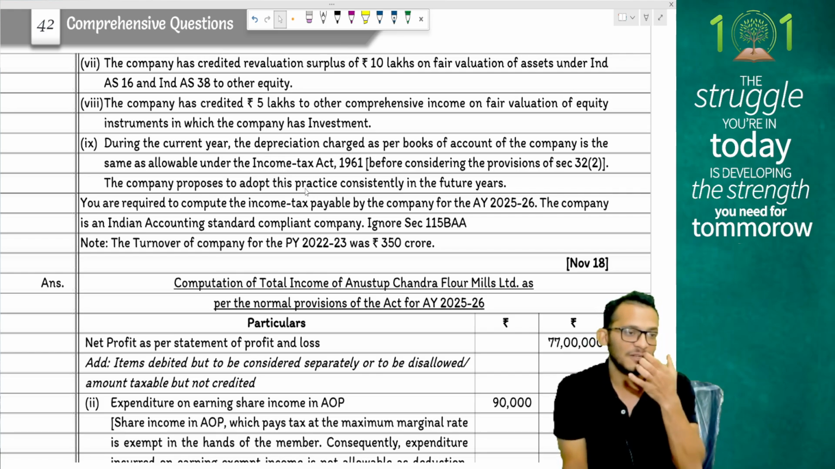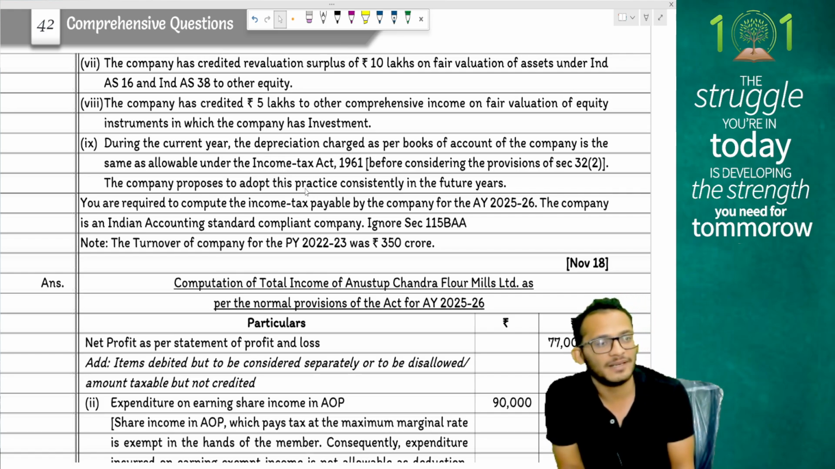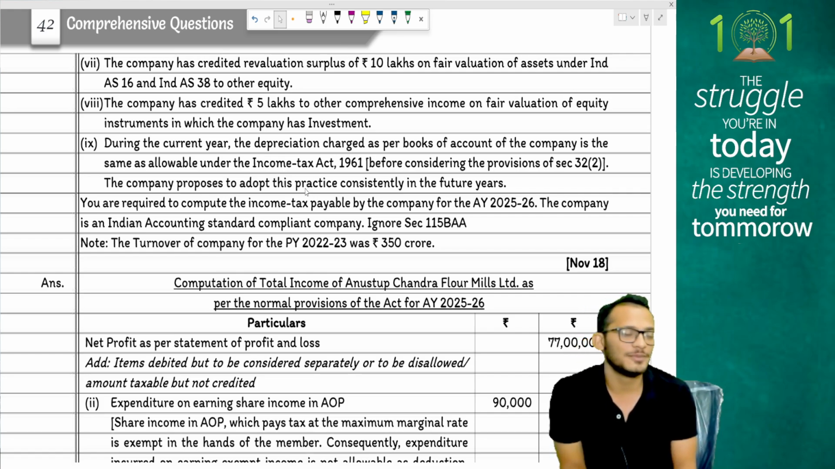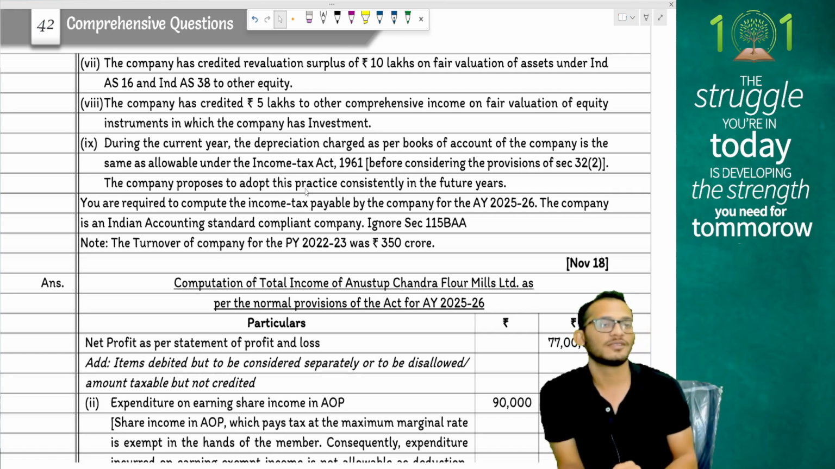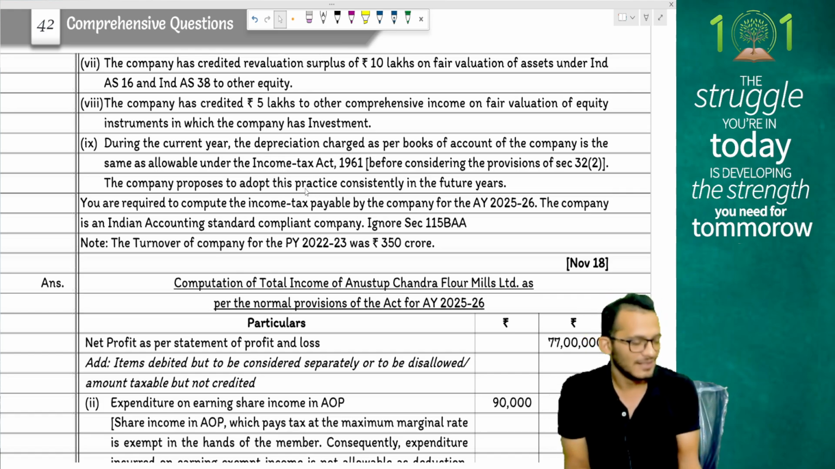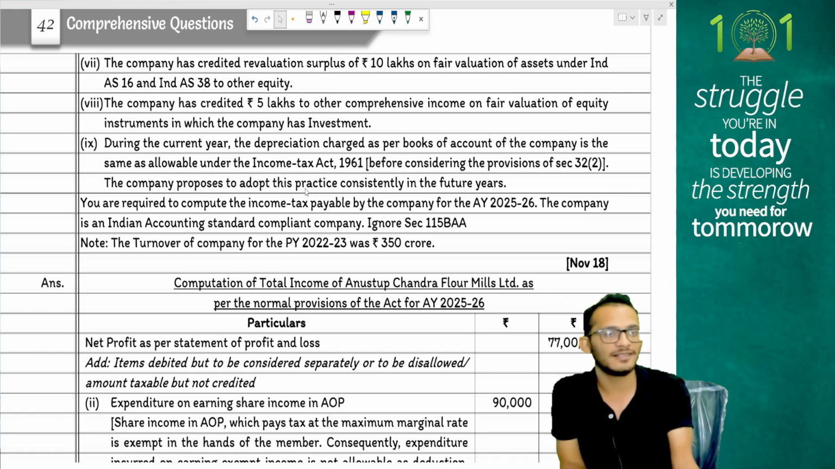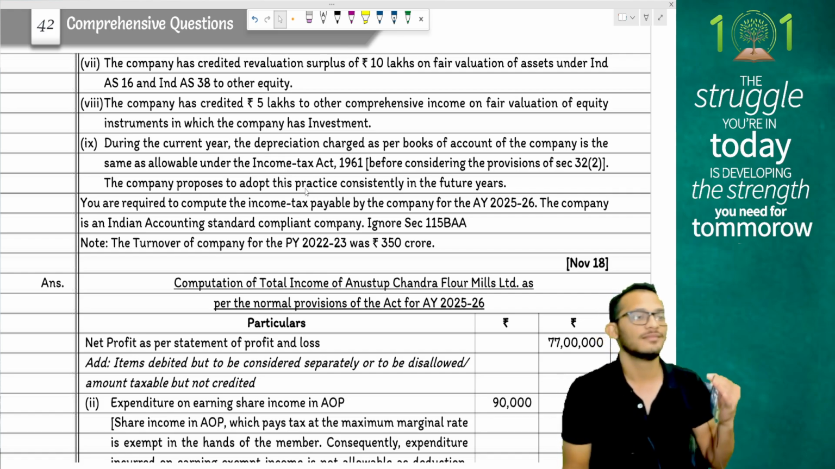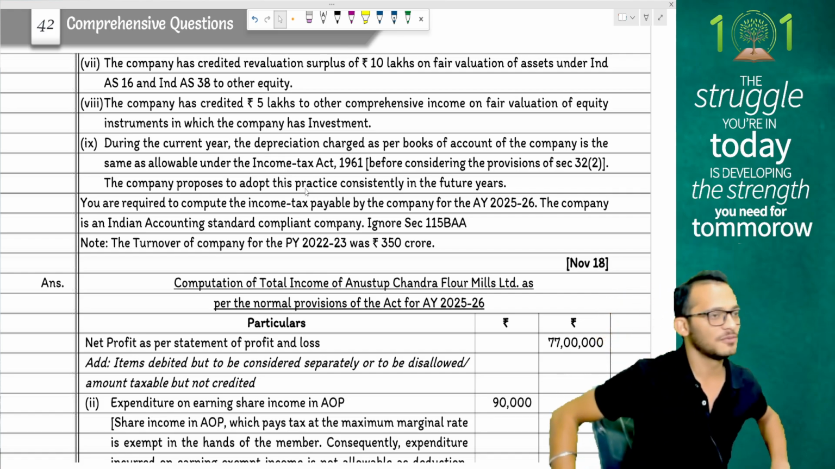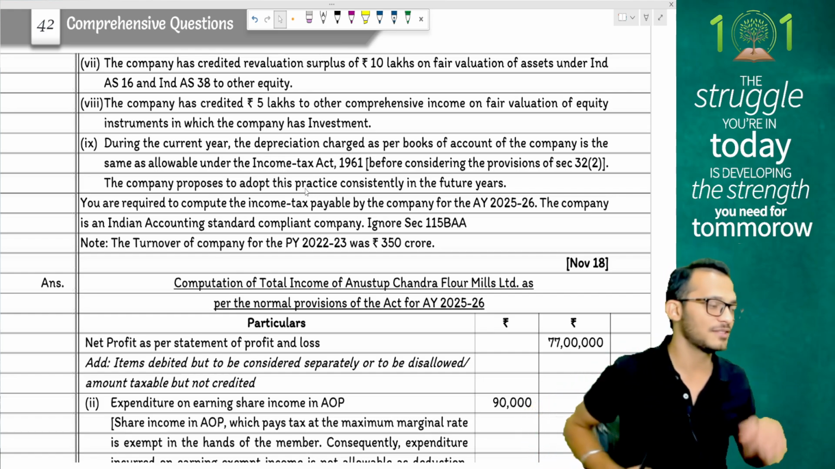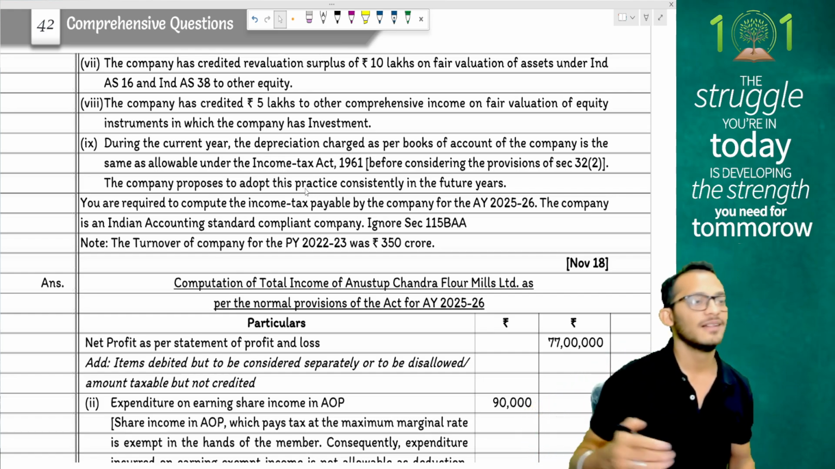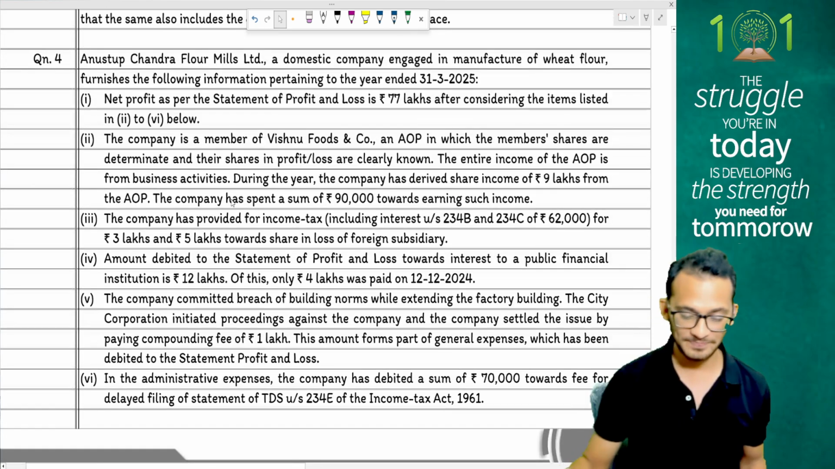People, why am I giving you this information? Because they are telling you to ignore 115BAA, but I have not told you to ignore, which means this question requires you to do both. The moment they start using Ind AS and all, definitely MAT is coming into picture, because they'll have something called Ind AS transition reserve to be allowed over the next 5 years. Let's see what the question says.